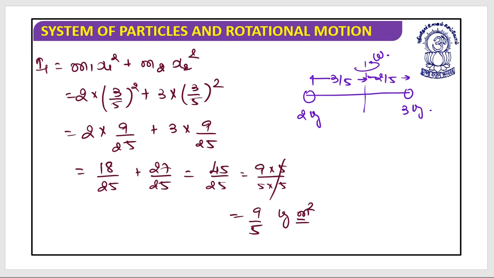Oh, I made a mistake over here. It's 3 into 2 by 5, so this will have an impact on everything. Let's just correct it. It's 3 into 2 by 5 whole square. This is 4 by 25. So this is 3 fours are 12 by 25. This is 18 plus 12, 30 by 25. So this is 6 fives are 30, and 5 fives are 25. This 2 has gone, and this is 1.2. Yes, this would be the correct answer.